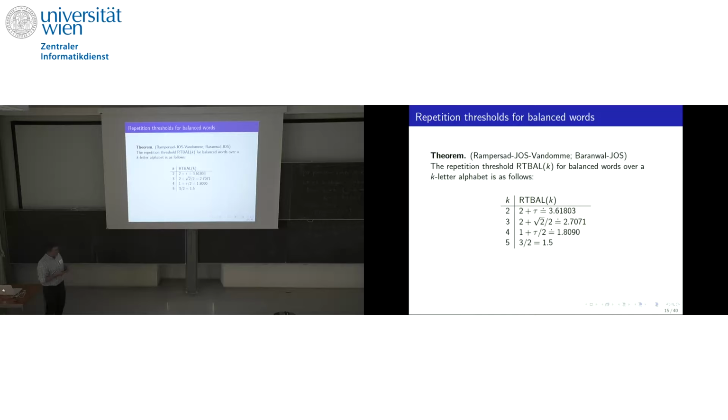The repetition threshold for Sturmian words was already known: that's 2 plus the golden ratio. For words over a three-letter alphabet, it's 2 plus root 2 over 2. For words over a four-letter alphabet, it's 1 plus the golden ratio over 2. And then recently, we were able to prove that over a five-letter alphabet, it's exactly 3/2. I don't know about you, but I don't exactly see a pattern there. But we have a conjecture: for k greater than or equal to 5, this repetition threshold is k minus 2 over k minus 3, which looks a lot like Dejean's theorem in the sense that it's some simple rational function of k. We don't know how to prove that currently.